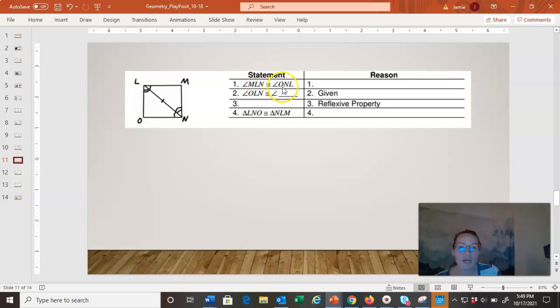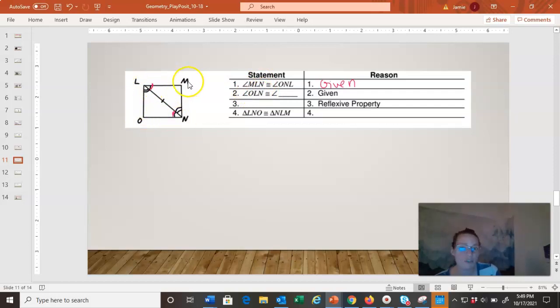MLN is congruent to ONL. Okay, MLN, ONL. Yep, that's that 1 tick mark. Sure is, because they told us it was. Second statement, which angle is congruent to OLN? OLN. That's the 2 tick marks.